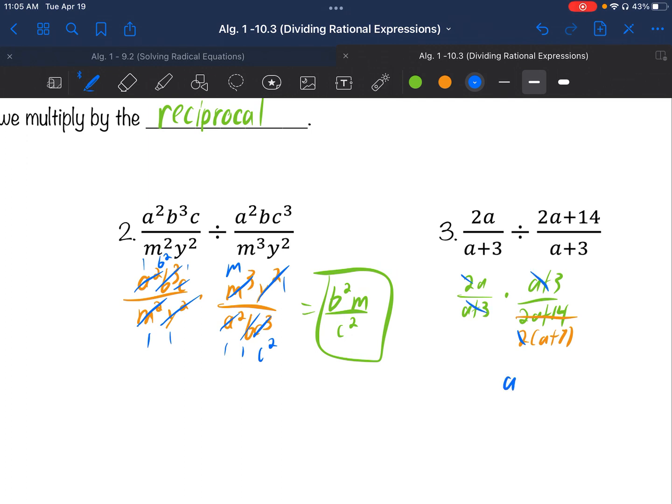So on the top, we're left with A. On the bottom, we're left with A plus 7. And that's where we have to end that problem because we can't reduce those A's since the A is a part of the addition, not being multiplied to anything.